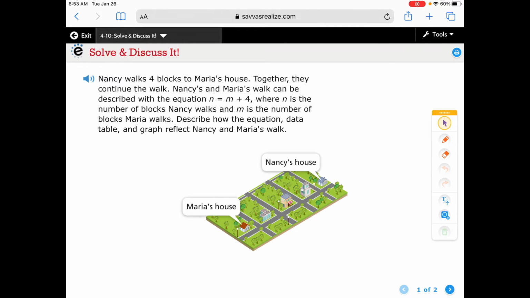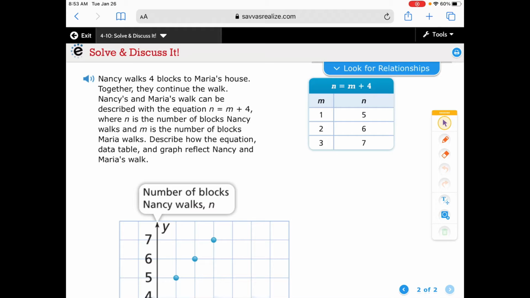Okay, everyone, please turn to page 247 in your book. This Solve and Discuss says, Nancy walked 4 blocks to Maria's house. Together they continue the walk. Nancy's and Maria's walk can be described with the equation n equals m plus 4, where n is the number of blocks Nancy walks and m is the number of blocks Maria walks. Describe how the equation, data, table, and graph reflect Nancy and Maria's walk.